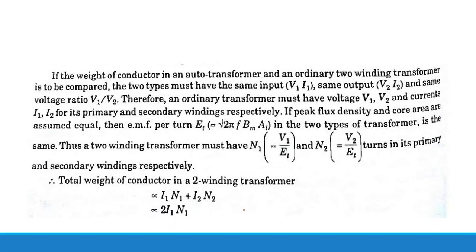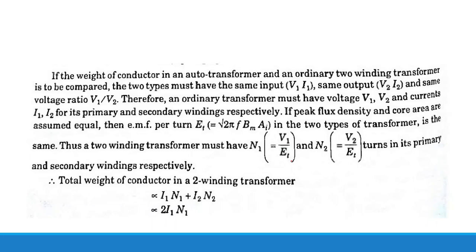The EMF per turn is given by ET equal to root 2 pi F Bm AI, for both types of transformer, the two winding transformer as well as the auto transformer. The two winding transformer must have N1 turns given by V1 by ET, and the number of turns in primary and secondary will be equal. Then only we can make the comparison of how much copper can be saved. So N1 and N2 are given by this expression.